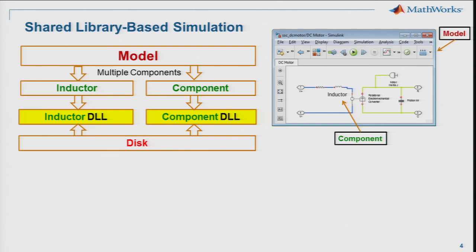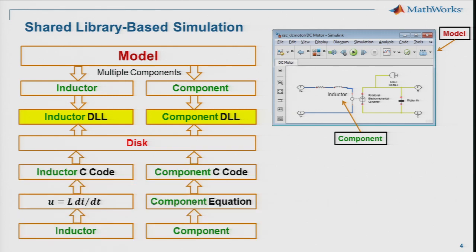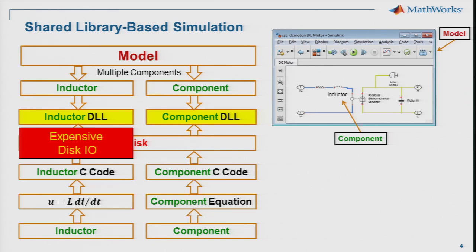If a model wants to compute a state, it asks its components: hey, inductor, what's your state? The inductor will look on the disk for its shared library. If it's there, it loads the shared library, computes the state and returns it to the model. Otherwise, it will get the equation, generate C code, write the C code on the disk, compile the C code into a shared library, and then finally load the shared library to compute the state. So apparently, this involves many expensive disk I/O operations.